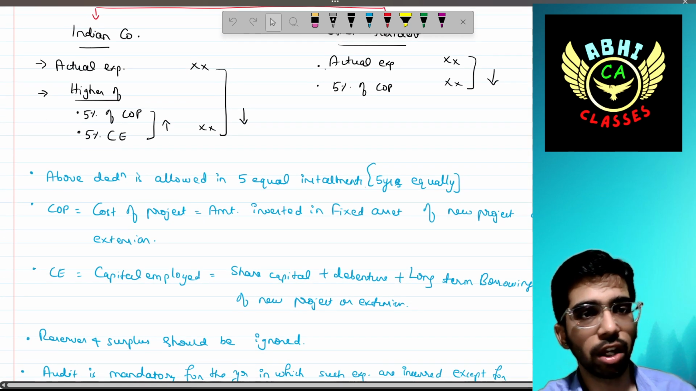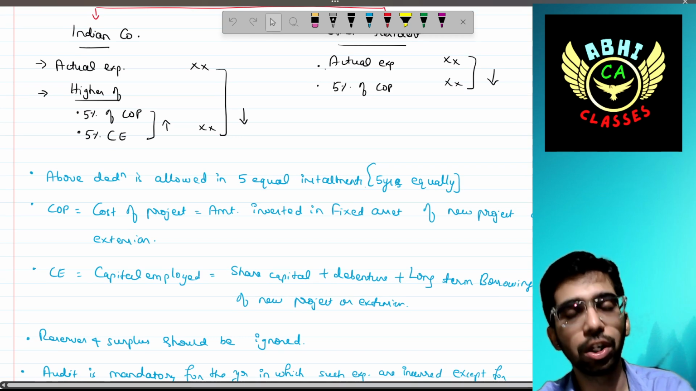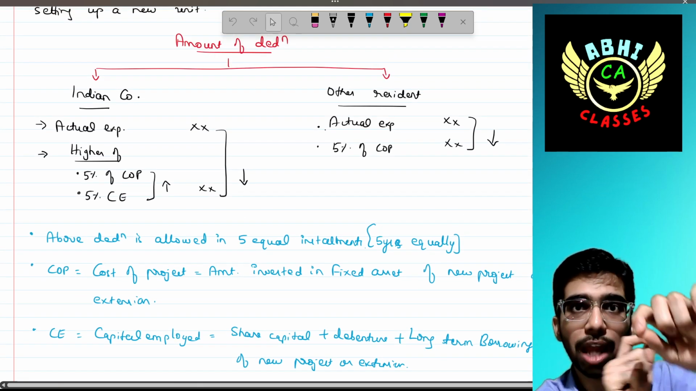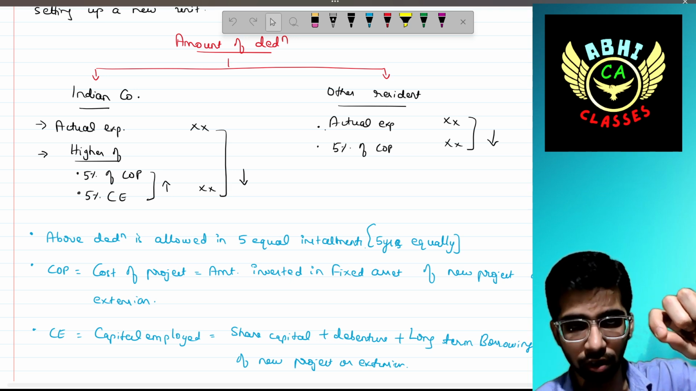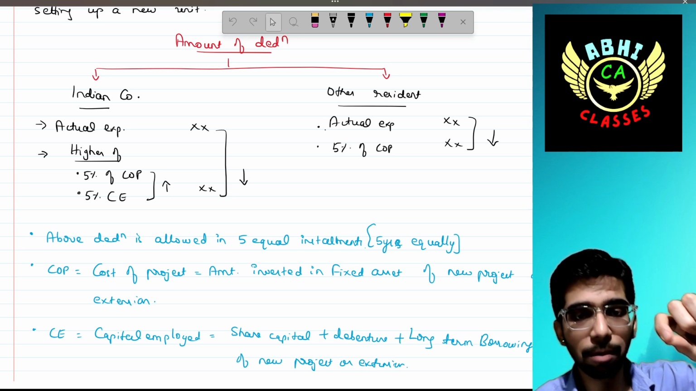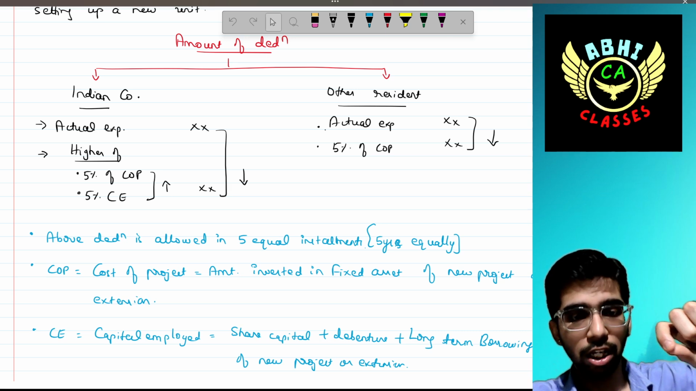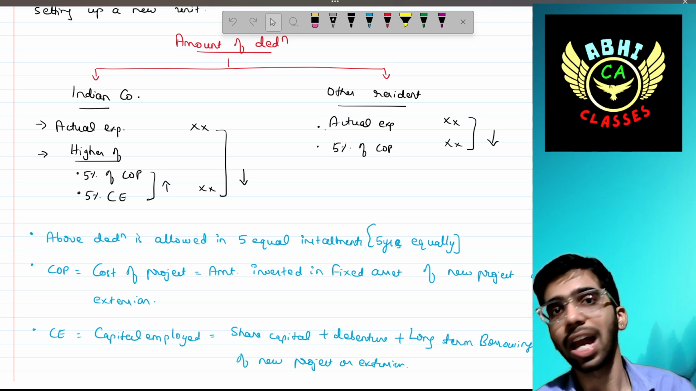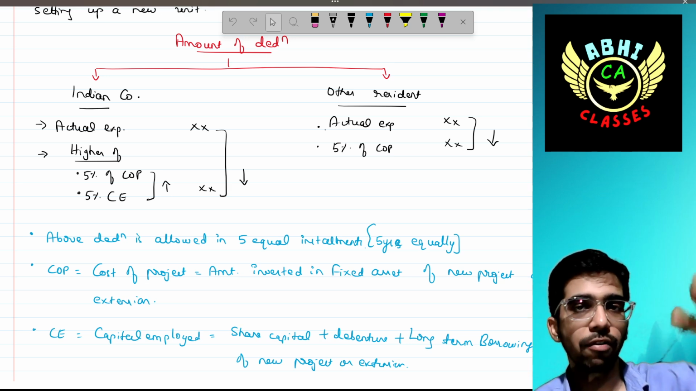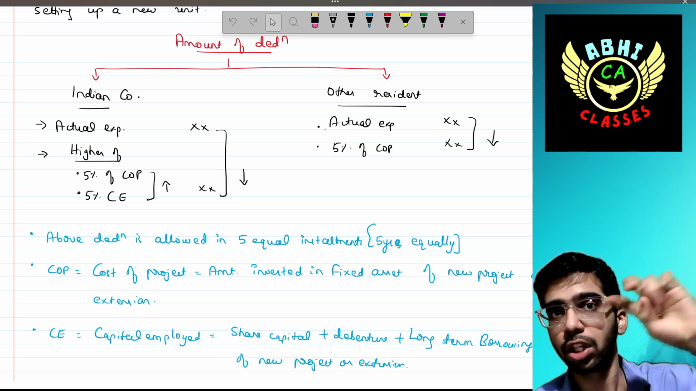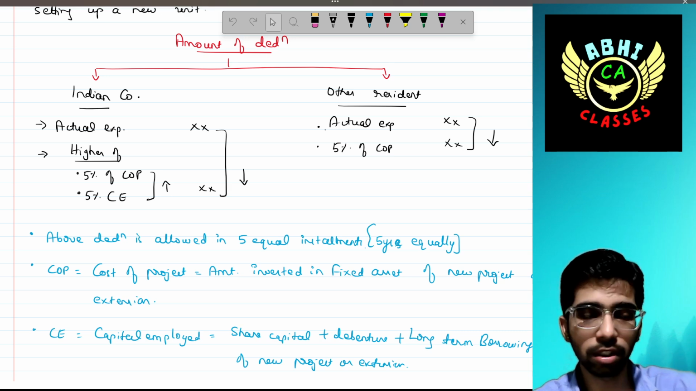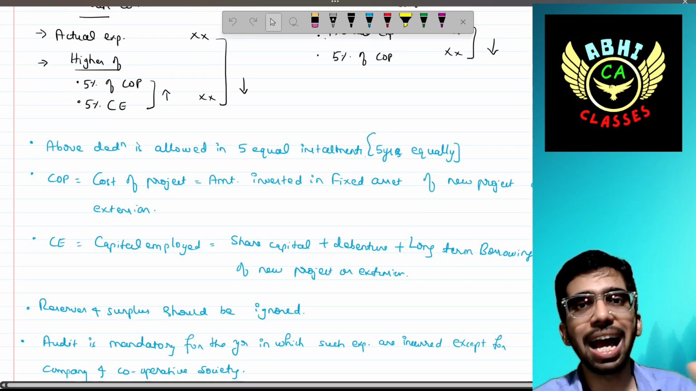The above deduction is allowed in 5 equal installments. The entire amount should be apportioned over 5 years. It can be claimed in the 5 upcoming years, including this first year, so the next 4 years you can utilize it. Let's say the deduction amount is 1 lakh, then 20,000 each year you can claim, starting from this year. That's simple apportionment.